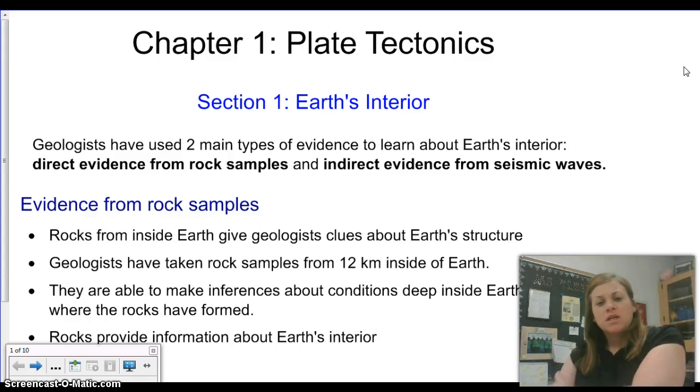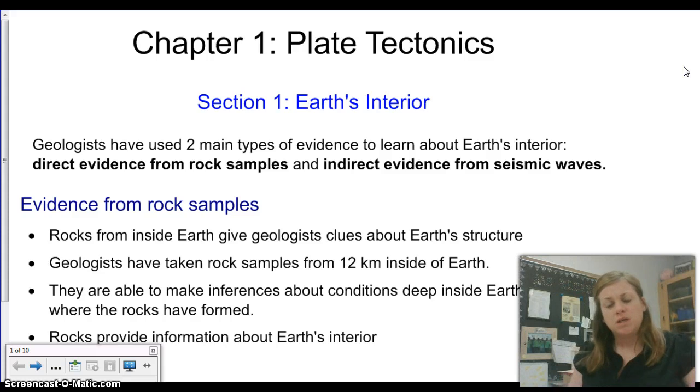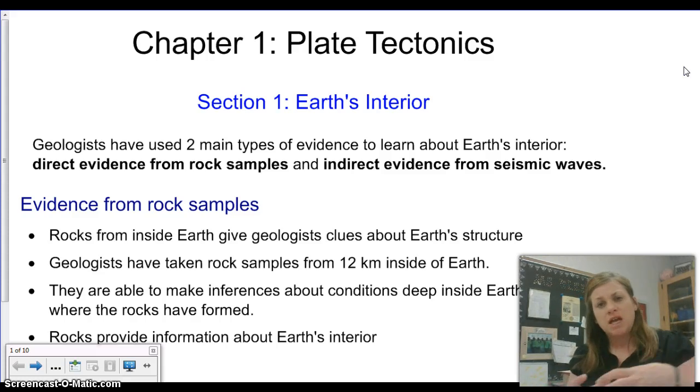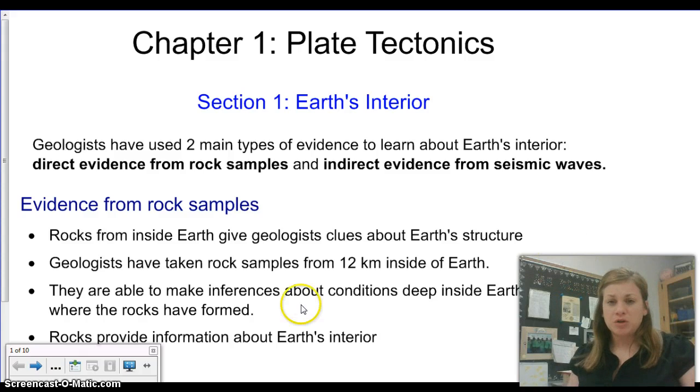Evidence from rock samples basically comes from samples that they take. They drill into the Earth's crust about 12 kilometers deep, and they pull out these samples that they're able to study the different components of. It's kind of like a timeline that shows you all the different minerals and elements that make up the crust layers, and they can draw conclusions as to why those layers are there. Rocks provide quite a bit of information about Earth's interior.